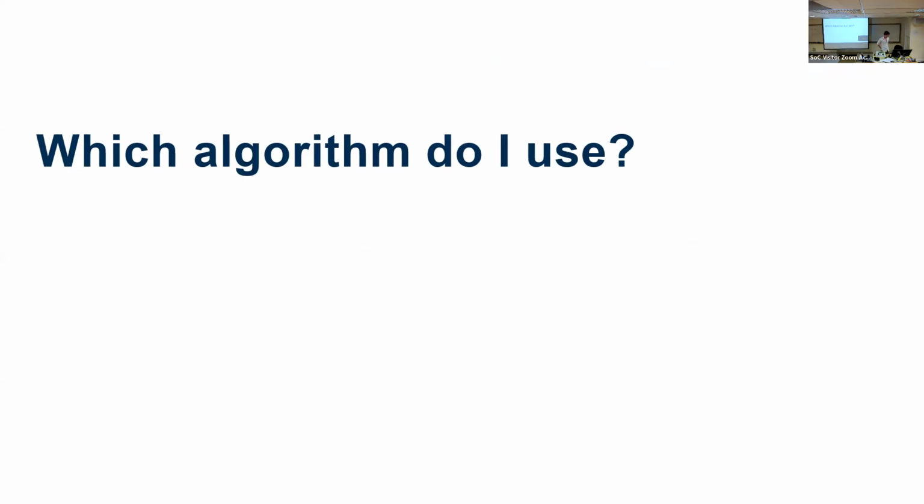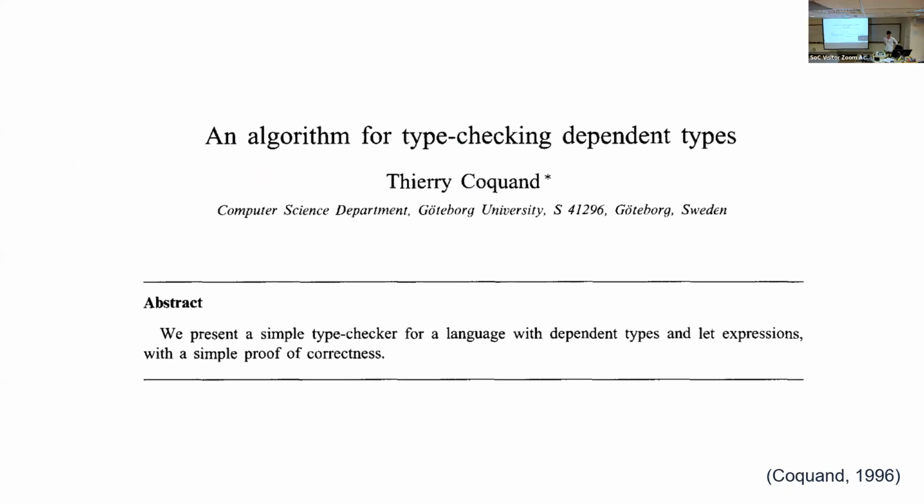Now, of course, being the good undergrad I was, I didn't just go off and try and hack on something and implement it, right? I did what all good undergrads love doing. I did a literature review. We love that, yeah. So if you do a literature review, you might happen across this paper by Coquand called An Algorithm for Type Checking Dependent Types. That's a very promising title if you're doing a literature review.